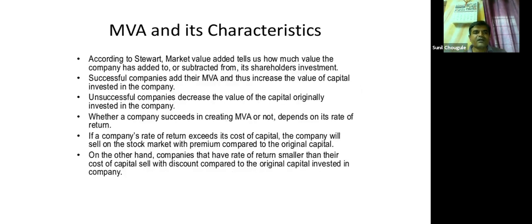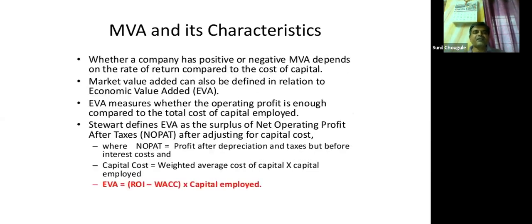Unsuccessful companies decrease the value of capital originally invested in the companies, so that shareholders can buy it at a lower price. Whether a company succeeded in creating MVA or not depends on its rate of return. If a company's ROI exceeds its cost of capital, the company will sell on the stock market at a premium compared to the original capital. These all are the characteristics of MVA. Now, whether a company has positive or negative MVA depends on the rate of return compared to the cost of capital. MVA can also be defined in relation to economic value added.